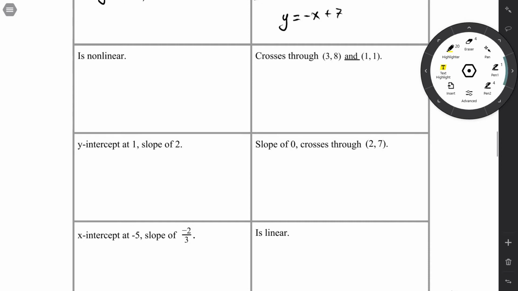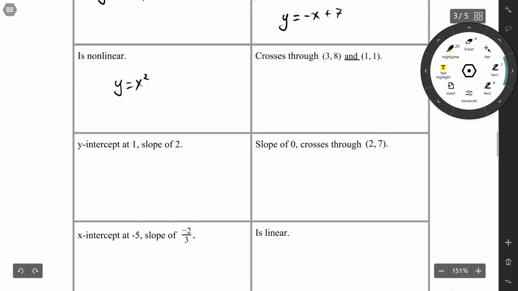Let's see, nonlinear. Anything with x raised to a power greater than 1 would be nonlinear. So I'm just going to say y equals x squared. That's all we need. Crosses through (3, 8) and (1, 1).